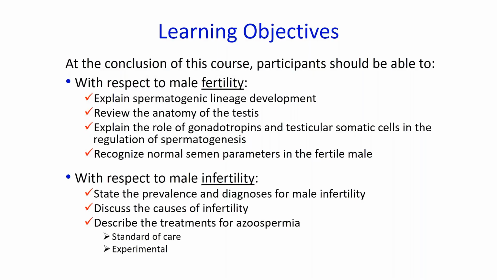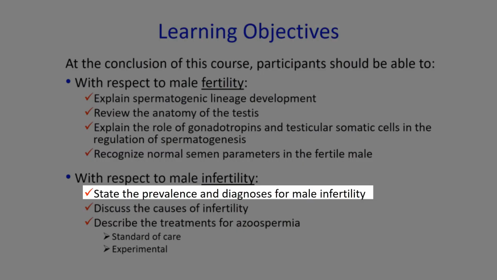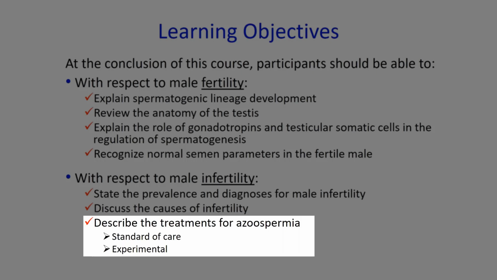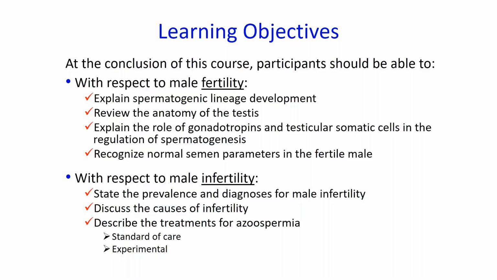With respect to male infertility, the participants should be able to state the prevalence of infertility as well as some of the diagnoses that are made in the male infertility clinic. We will review some of the causes of infertility, and finally, the participants should be able to describe some of the treatments for azoospermia, and that includes both standard of care as well as experimental.